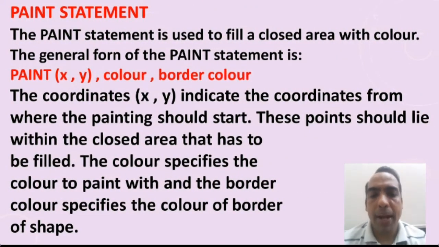Now I will explain the paint statement. The paint statement is used to fill a closed area with color. The general format, or you can say syntax, of the paint statement is: first we have to write paint, then in a parenthesis box x, y. After that color, then border color. The coordinates x and y indicate the coordinates from where the painting should start. These points should lie within the closed area that has to be filled. The color specifies the color to paint with, and the border color specifies the color of the border of the shape which we want to draw.